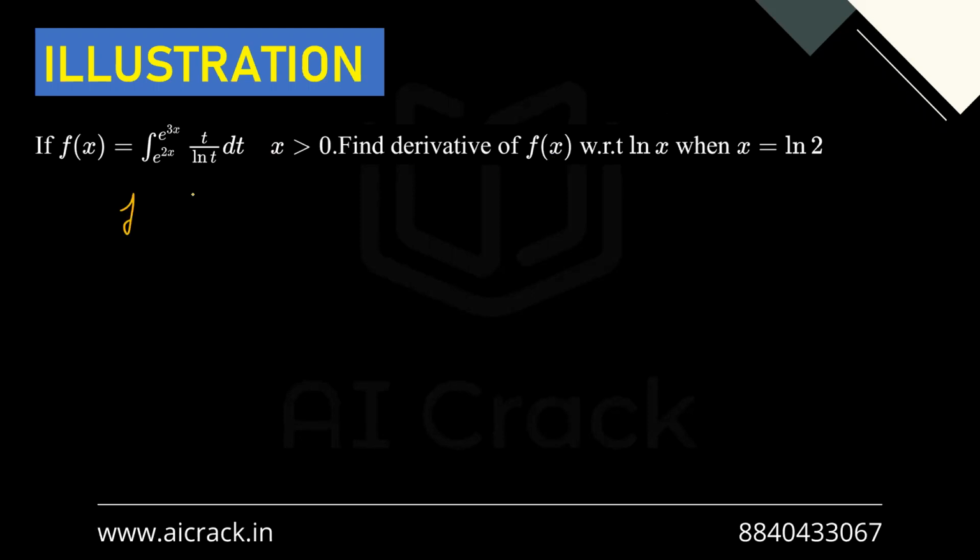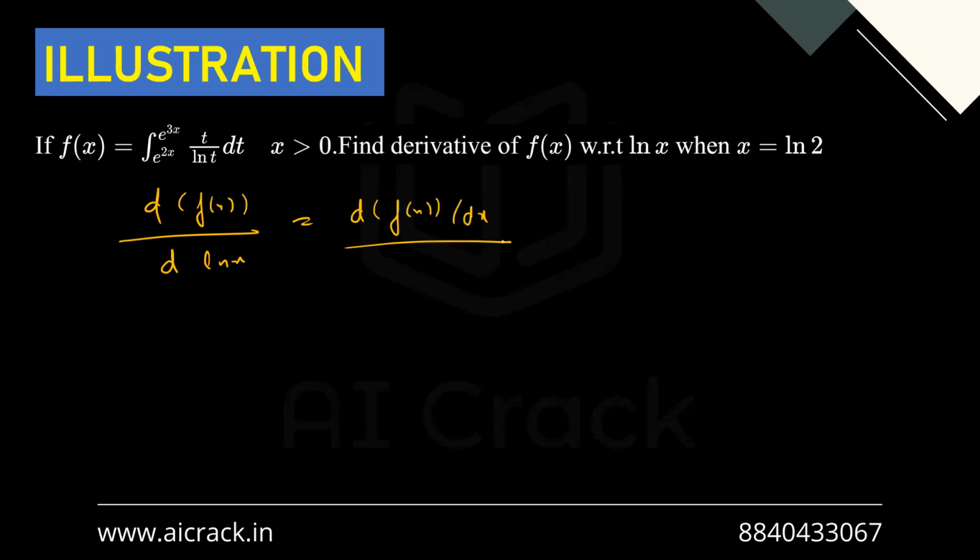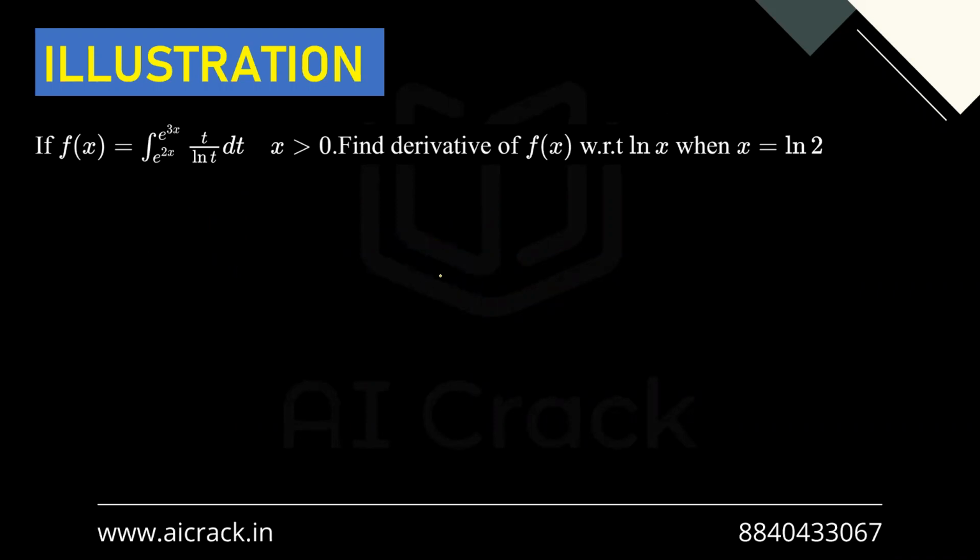So they have tried to include two concepts over here. Basically, they are doing d f(x) by d ln x, which we know eventually becomes d of f(x) by dx divided by d of ln x by dx. So basically we have to differentiate this function with respect to x, and we have to differentiate ln x with respect to x, and then we have to divide both of them. So let's try to differentiate this function with respect to x.